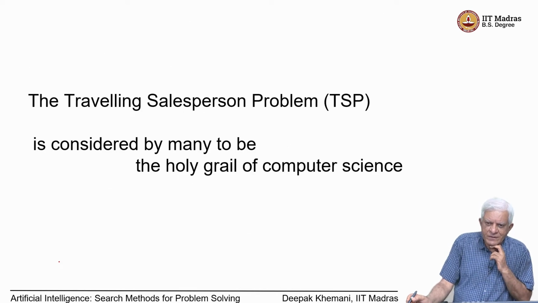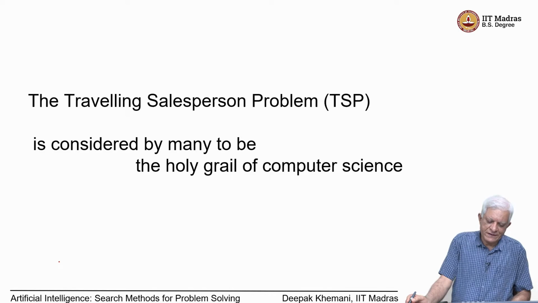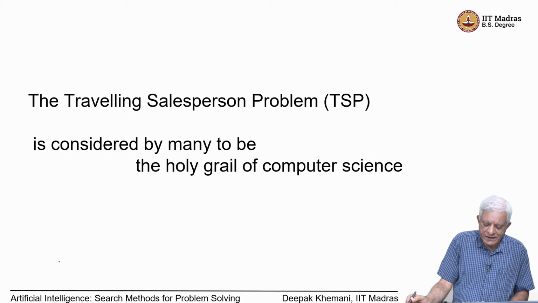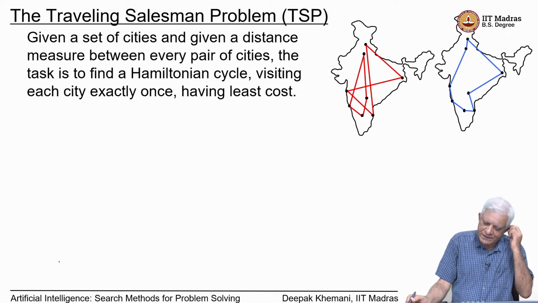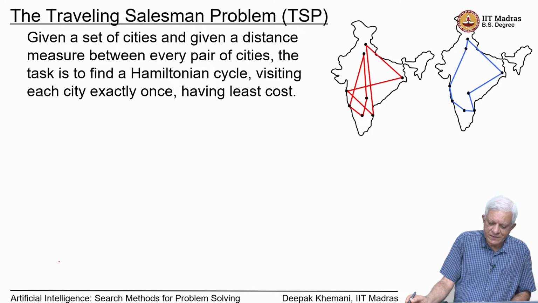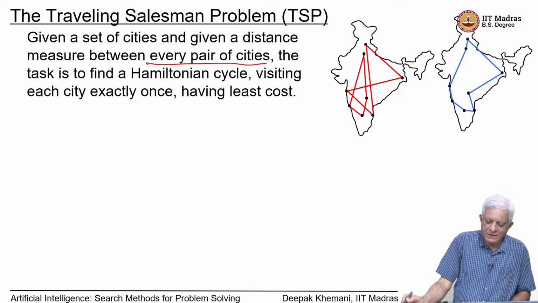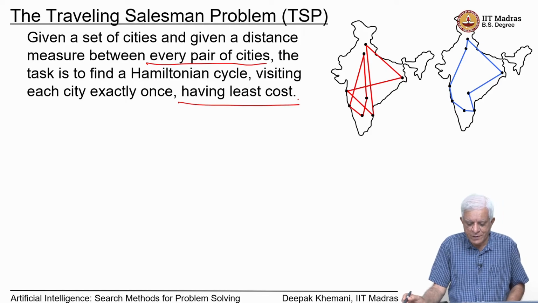The other problem that we would be interested in is the travelling salesperson problem, or the travelling salesman problem, which is considered by many to be the holy grail of computer science. This is how the problem is defined: given a set of cities and a distance measure between every pair of cities, the task is to find a Hamiltonian cycle, visiting each city exactly once, and in addition we want a tour with the least cost.